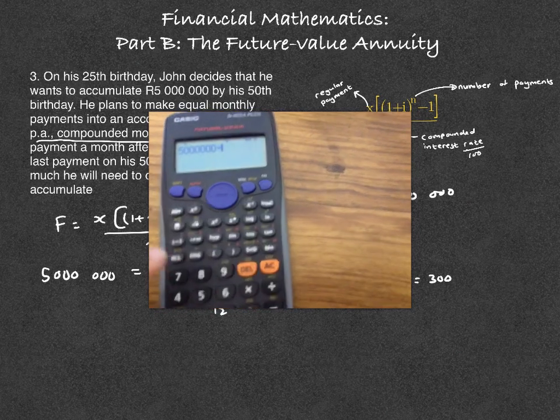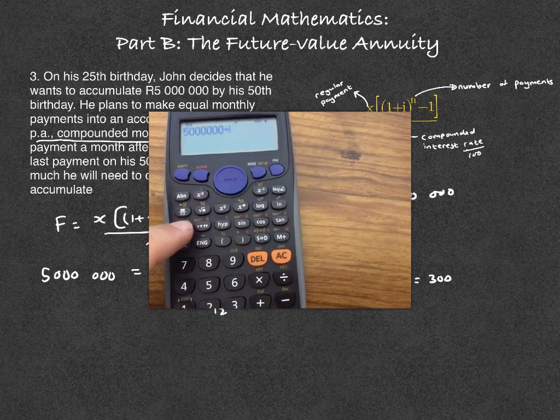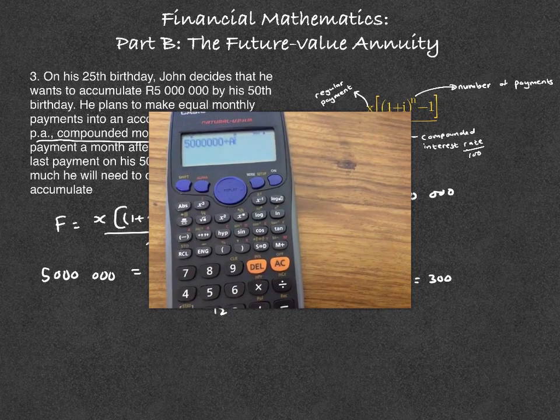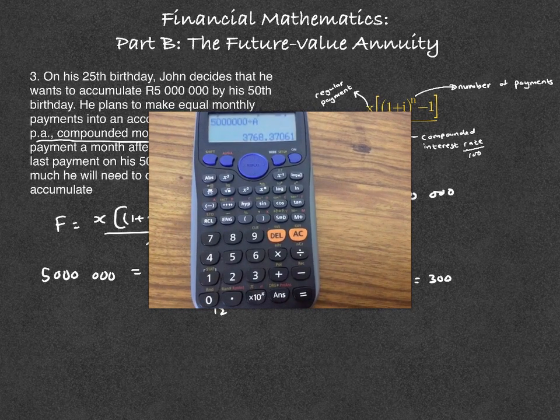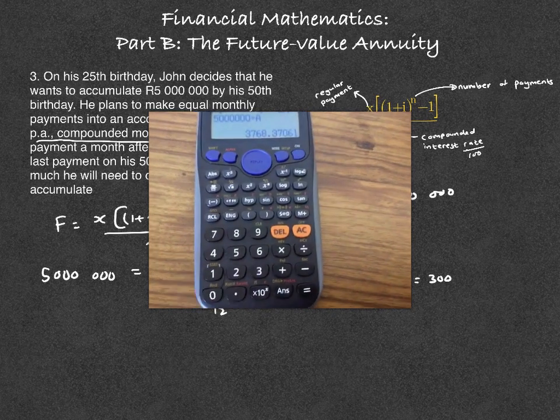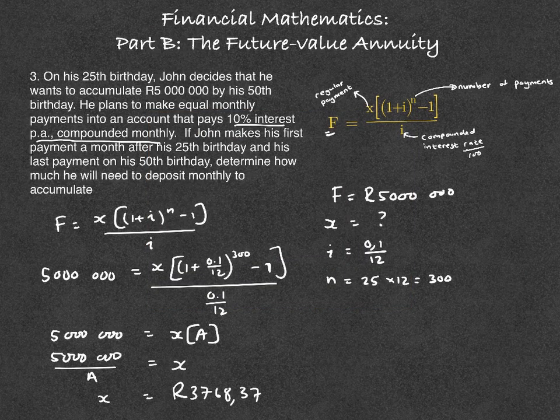So X is going to be 5 million divided by A. Okay, that's that amount. You divide that on both sides. So you press alpha A, and you press equal, and that is equal to 3,768 rand and 37 cents. Yeah, so that's the setup. So 5 million is equal to X times A, you divide A on both sides, so you get 3,768 Rand and 37 cents.